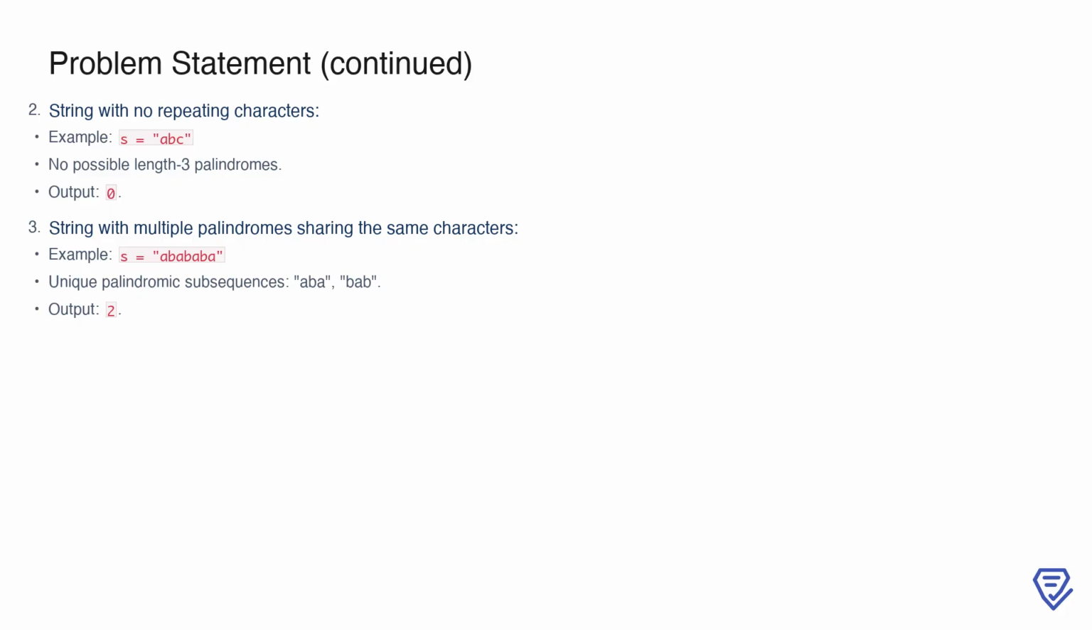First, if the string contains all identical characters, such as S equals AAA, the only unique Length-3 palindromic subsequence is AAA, resulting in an output of 1. On the other hand, if the string has no repeating characters, like S equals ABC, there are no possible Length-3 palindromes, so the output is 0. Finally, for strings like S equals ABABA, where multiple subsequences share the same characters, only the distinct ones are counted. In this case, the unique subsequences are ABA and BAB, giving an output of 2. These edge cases highlight the importance of carefully identifying unique palindromic subsequences based on the problem's constraints.